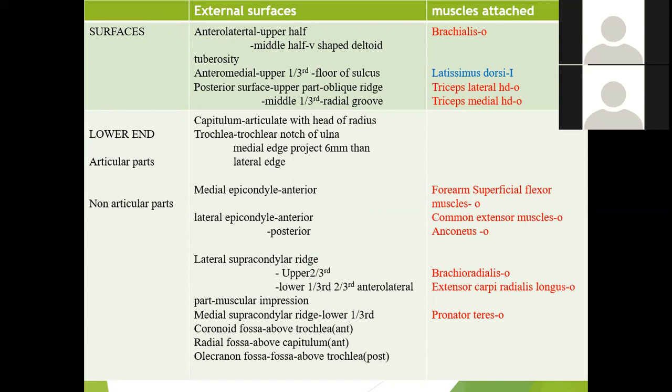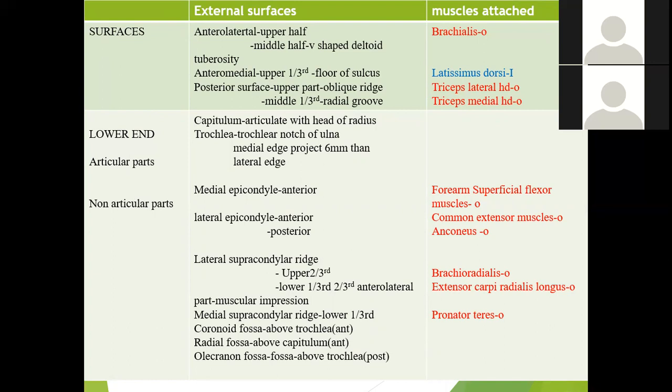Next we are coming for the posterior surface. For the posterior surface of the humerus, it gives attachment to a single muscle called the triceps. In the upper part of the posterior surface we have an oblique ridge. The oblique ridge gives origin for the lateral head of the triceps. The name says it: triceps has three heads, so it is called triceps. The next one is below the oblique ridge, that is the radial groove.